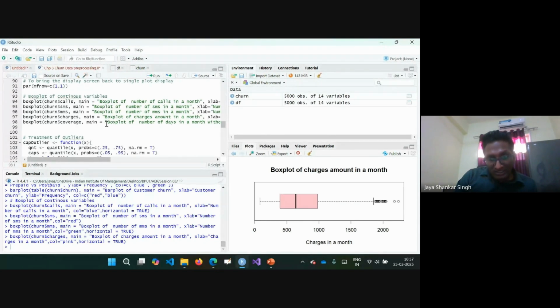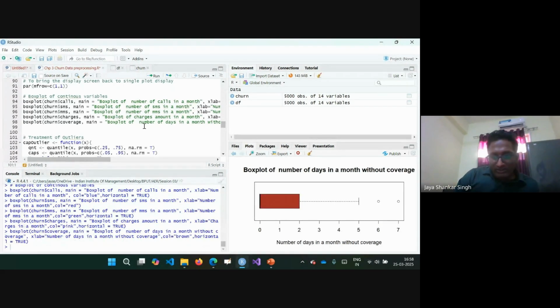Here also, for the charges amount in a month, I have a few outliers. The majority of people are paying around 450 to 1000. But these are those paying more than 2000 in a month. So they are outliers for my particular study. I have to handle those outliers. So this particular file will help you do the pre-processing of any data before you can use that for any model building.